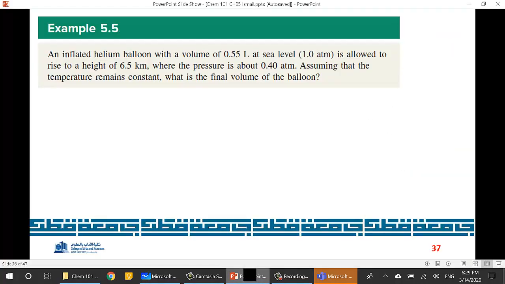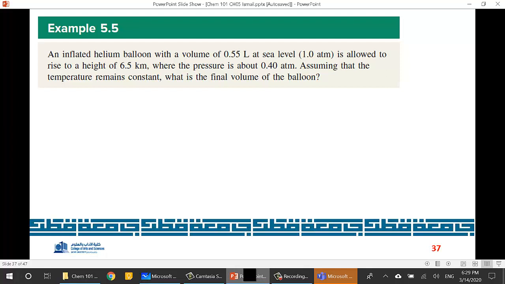Okay, so the next question is an inflatable helium balloon with a volume of 0.55 liter at sea level, so have a volume and a pressure, is allowed to rise to a height of 6.5 kilometers, where the pressure is about 0.4 atmosphere. So the pressure is changing here, assuming that the temperature remains constant. Okay, that's important. What is the final volume? So this is a question where you have P1 and V1, and he's asking about V2, okay?